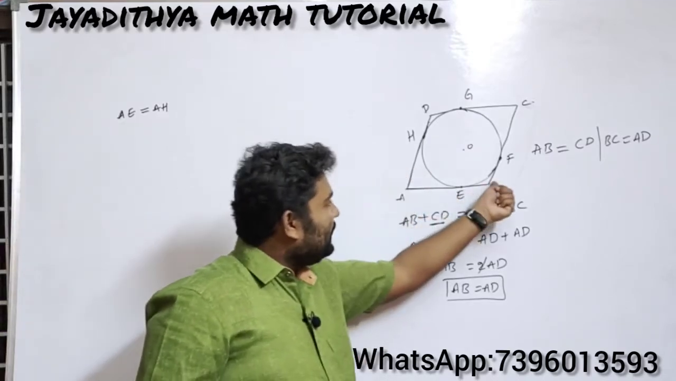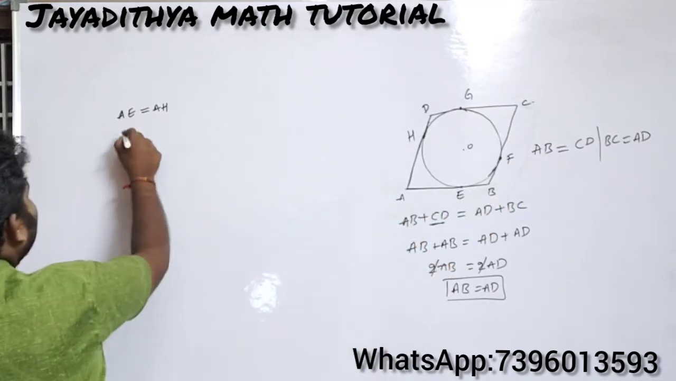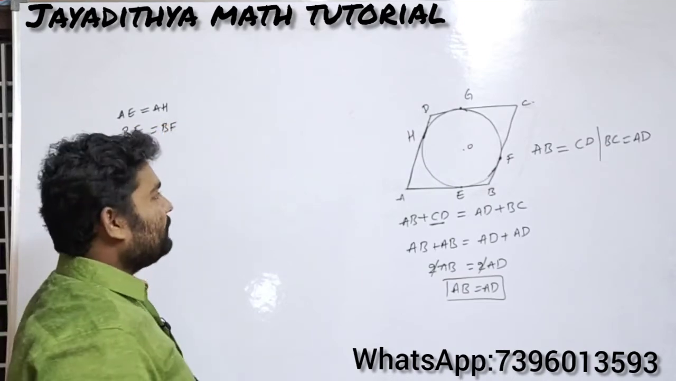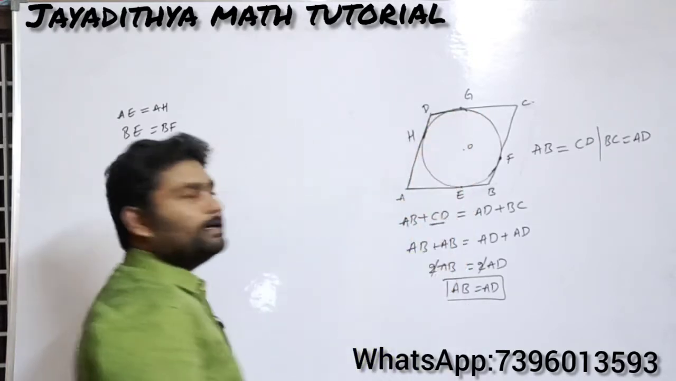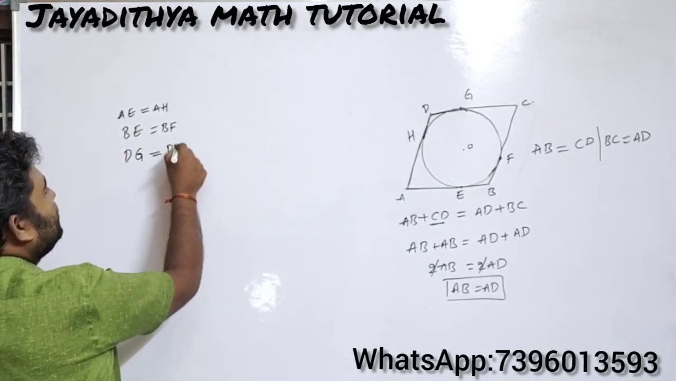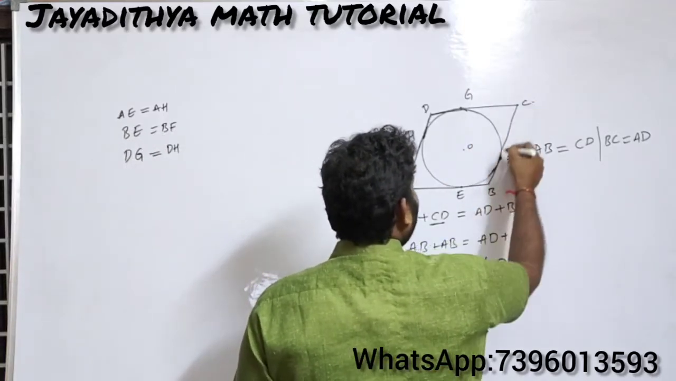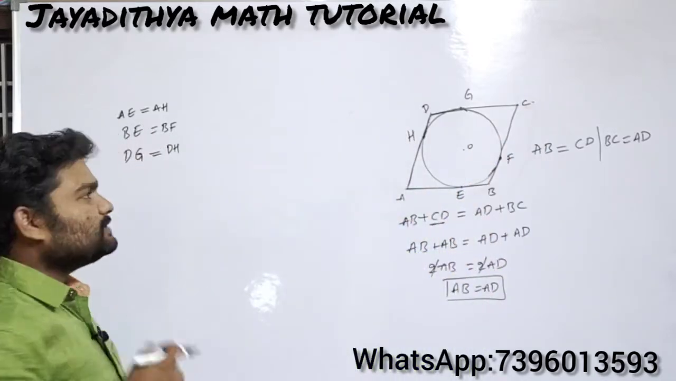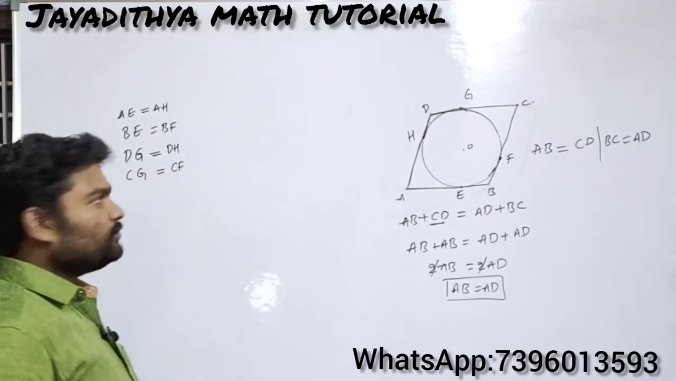And also, B is also an external point. BE is a tangent. BF is also a tangent. So again, what can you write here? BE is equal to BF. In the same way, D is the external point. DG is the tangent and DH is also the tangent. DG and DH must be equal there. So you can write here DG is equal to DH. And the other case, C is the external point, CF is the tangent and CG is also a tangent from the same point. So there also the lengths will be equal. So CG is equal to CF.